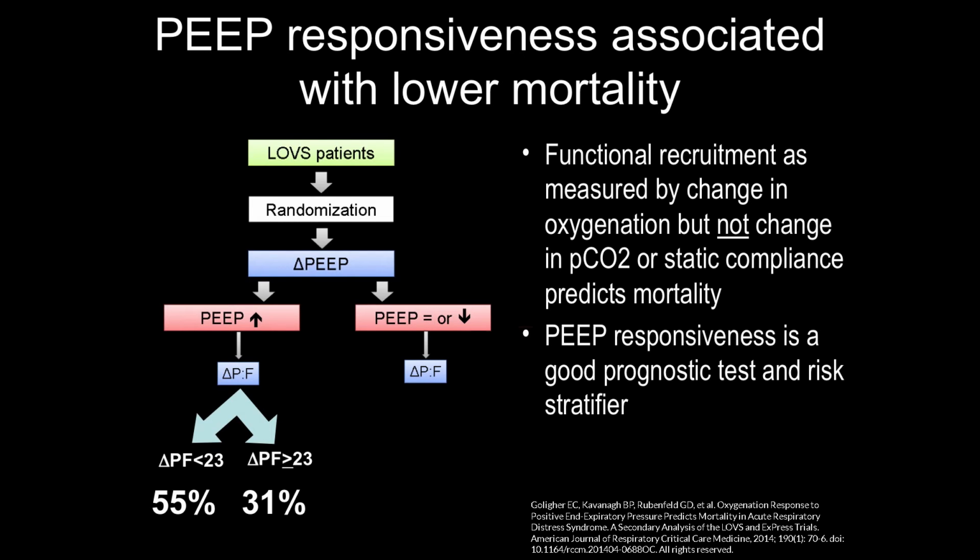I think this observation is further validated by work that Ewan Gallagher has done with Neil Ferguson and others, reanalyzing the LOVS trial cohort of patients in a cohort analysis, recently published in the Blue Journal, showing quite nicely that patients who are PEEP responsive, patients who improve their oxygenation when increased PEEP is applied, have lower mortality. This wasn't seen by changes in their PCO2 or static compliance. So PEEP responsiveness is a good prognostic test in looking at patients with ARDS.